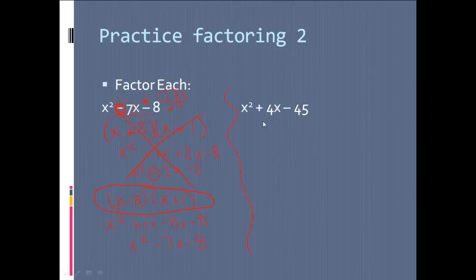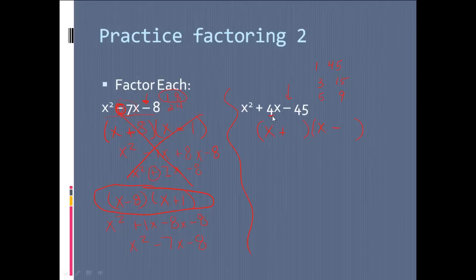Okay, the second one. Start out with your x and your x. The minus sign means they don't match, so I'm going to have 1 plus and 1 minus. Now my factors of 45. 1 and 45. 3 and 15. 5 and 9. Let's see, I think that's all of them.